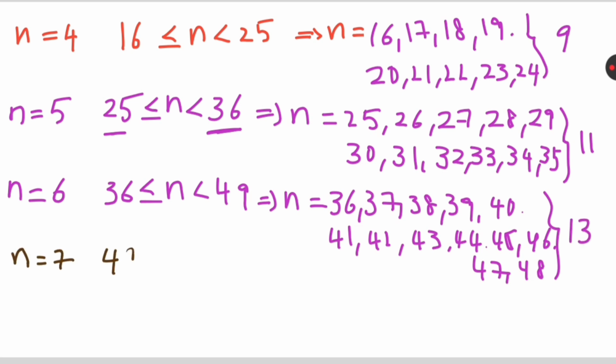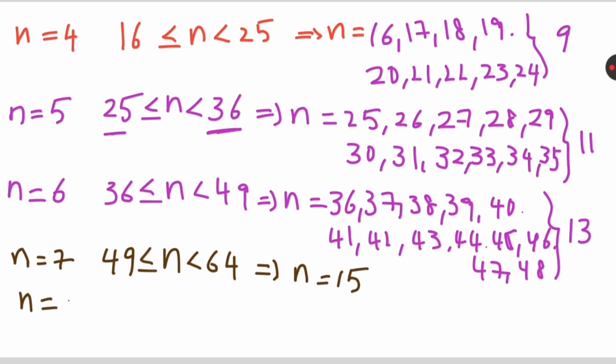So here we need to take 49 less than or equal to n less than 7 power 2, and here we need to take 8 power 2. That means here we need to take 64. Here we need to take n as 49, 50, 51, 52 up to so on up to 63. So here we are getting 15 terms.